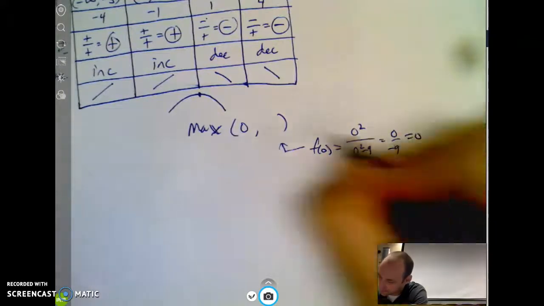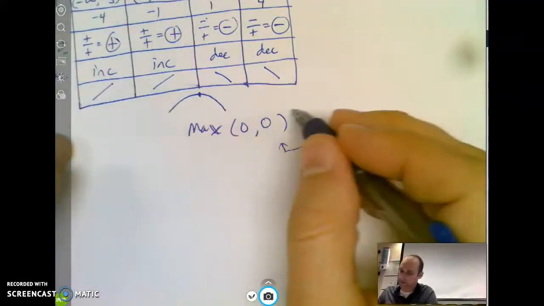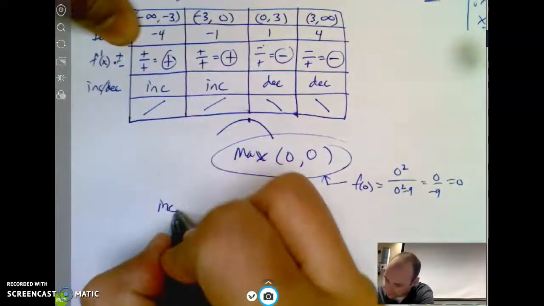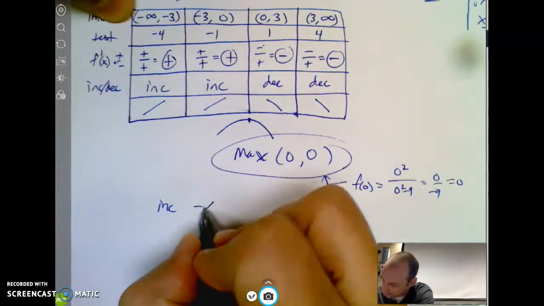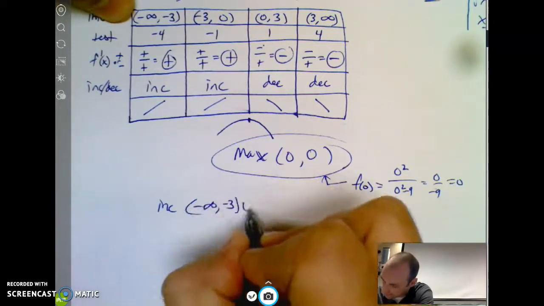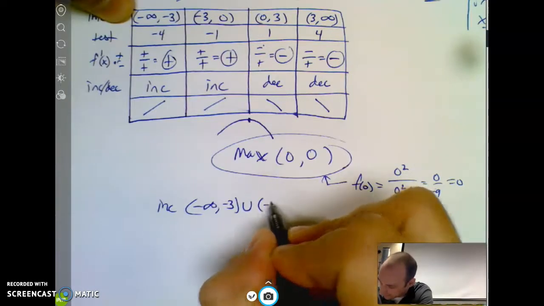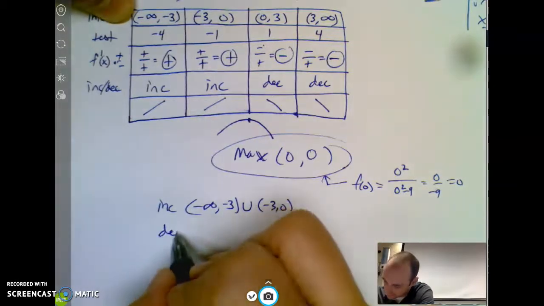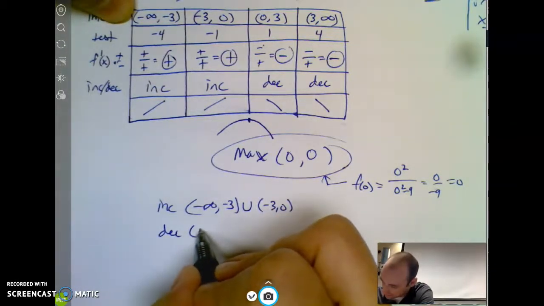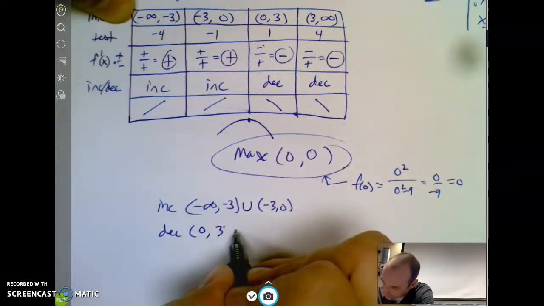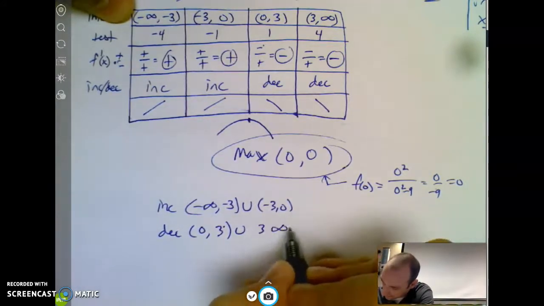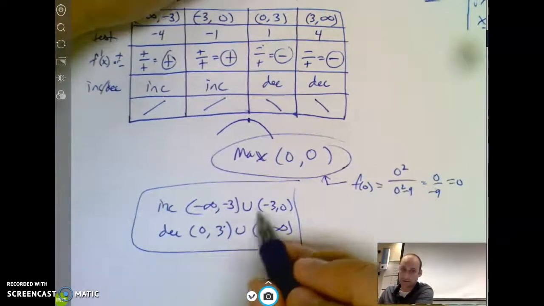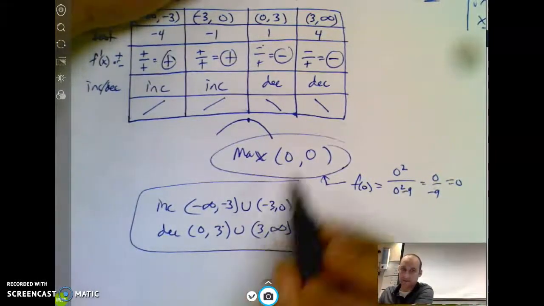Also known as 0. So you have a maximum there. Guarantee, if you would draw it out, you'd see there's a max there. You also know it's increasing from negative infinity to -3, unioned, which means along with -3 to 0. You can't just say, because I think that's an asymptote, so we'll get into that stuff later, but 0 to 3 unioned with 3 to infinity. So there's our answers. It's increasing on these chunks, it's decreasing on these chunks, and there's a max there.